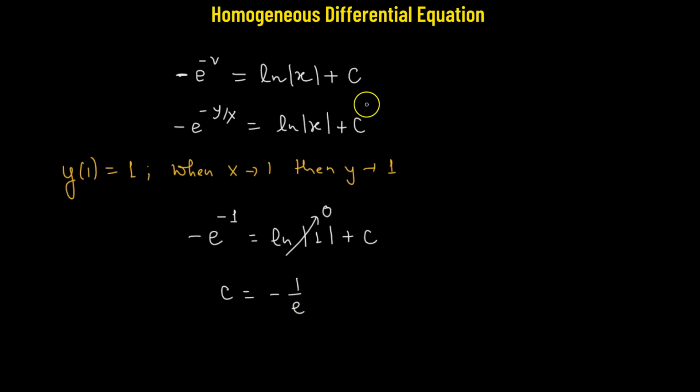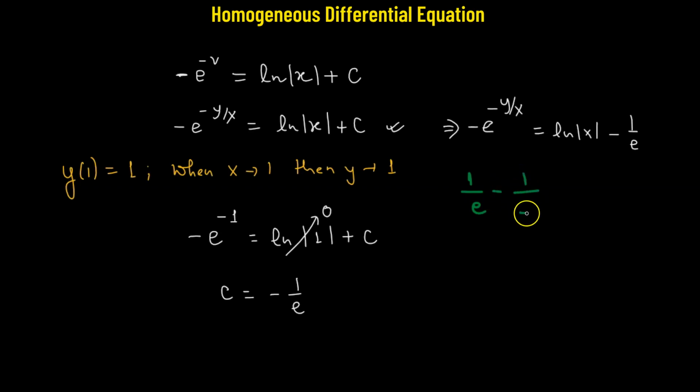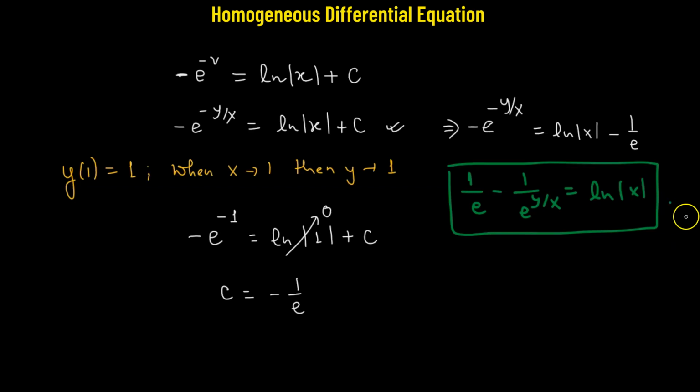We substitute this value into this equation. So we have negative e raised to the power of negative y over x equals log of x minus 1 over e. Or we can write it in a cleaner way: 1 over e minus 1 over e raised to the power of y over x equals natural log of x. So this is the required solution to the given differential equation.